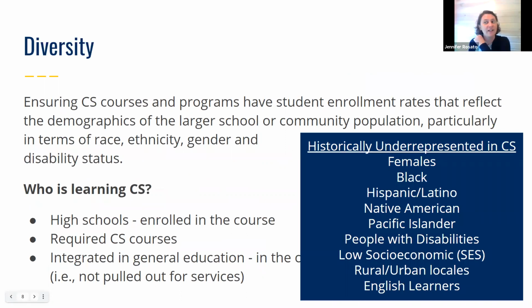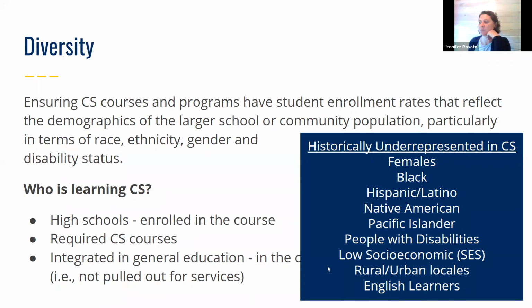Diversity then is the idea that you're ensuring that CS courses and programs have enrollments that look like the demographics of the larger school or community population. In particular, we're thinking about things like race and ethnicity, gender, and disability. I put a list over here on the side of groups that are generally considered historically underrepresented in computing. It includes low socioeconomic status, rural and urban locales, thinking about that dichotomy between the very urban schools and the very rural schools, and English learners.